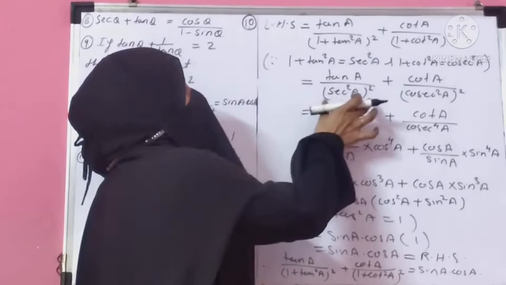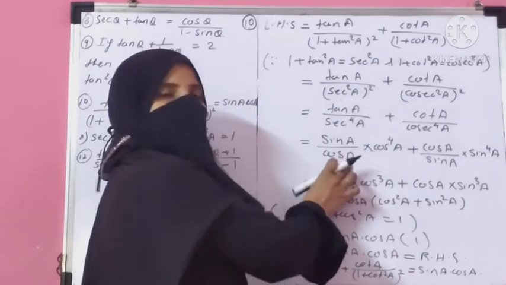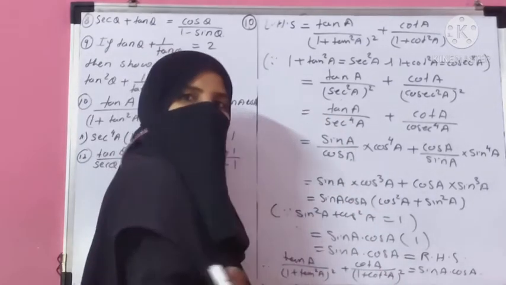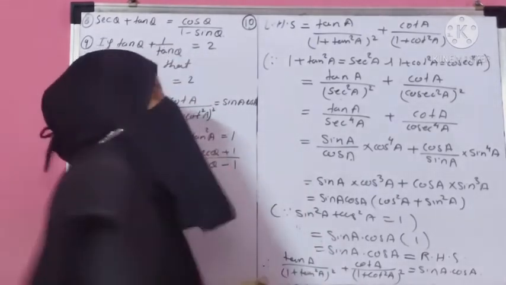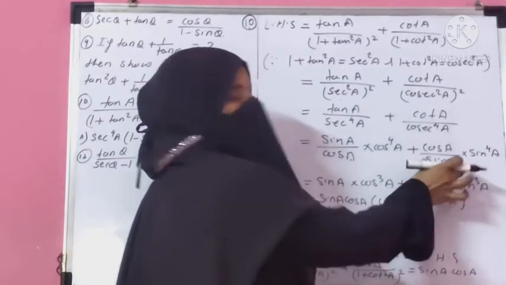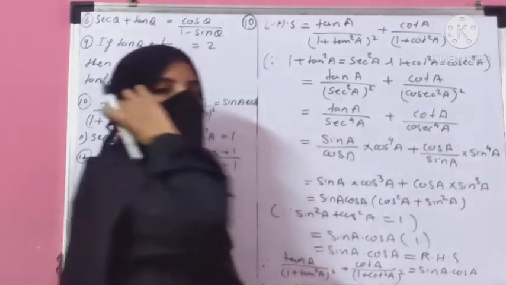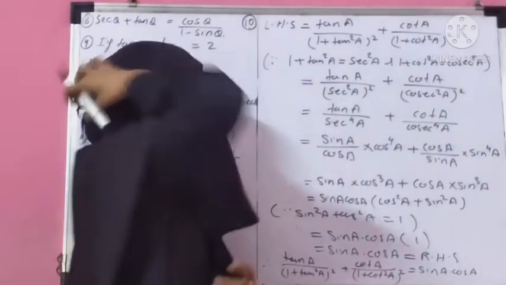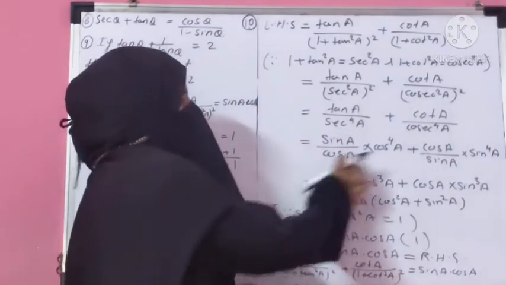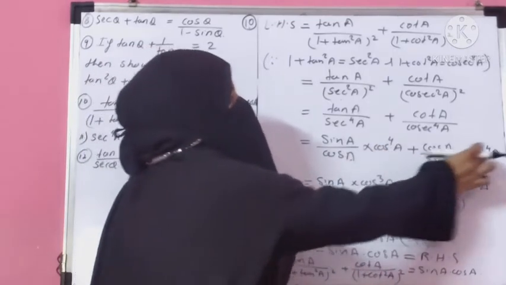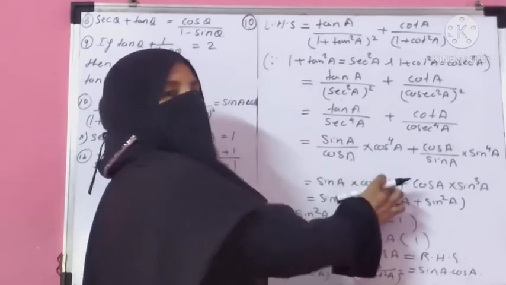Now tan is nothing but sine upon cos, so tan A is sine A upon cos A. And 1 upon sec A is cos A, so 1 upon sec raised to 4A is cos raised to 4A. Similarly here, cot is nothing but cos upon sine, so cos A upon sine A. And 1 upon cosec is the inverse of sine, so 1 upon cosec raised to 4A is sine raised to 4A. Now 1 cos cancels from here, 1 sine is cancelled from here. Then the next step is sine A into cos raised to 3A.